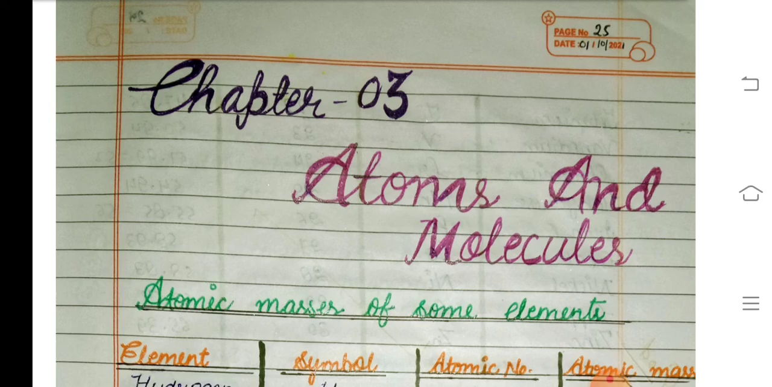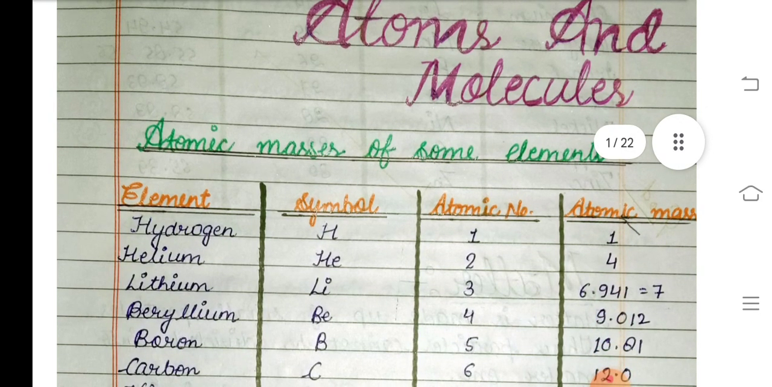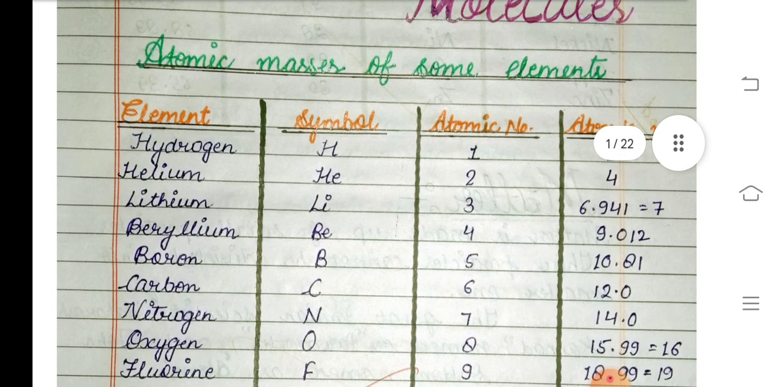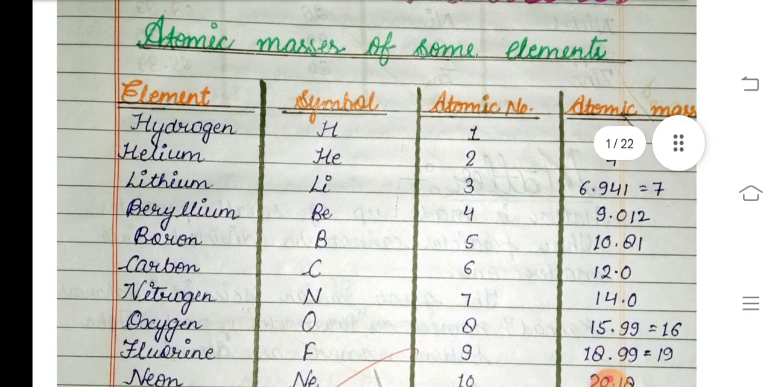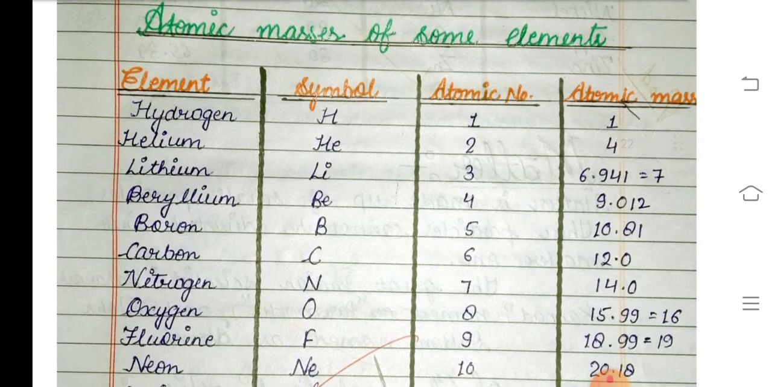So as I told you, our chapter name is atoms and molecules. We know that atoms are the smallest unit of all the matter around us, and two atoms of the same kind combine together and make molecules, right? Here are the atomic masses of some elements. In this video I will tell you what atomic mass and atomic number are, and all the things which I have written in this chapter.